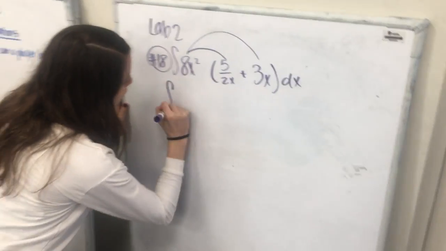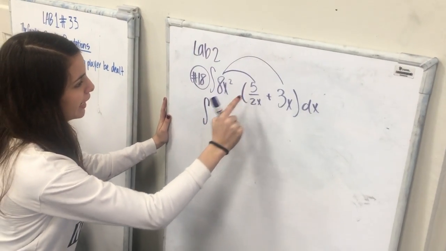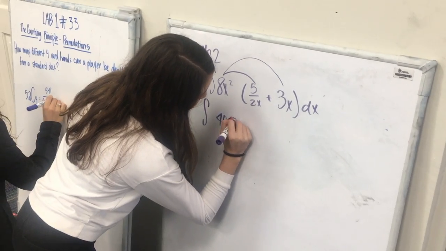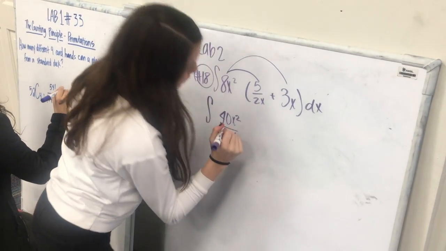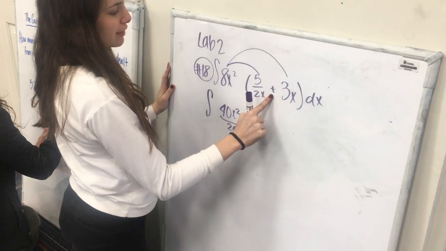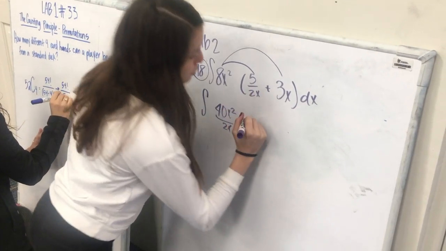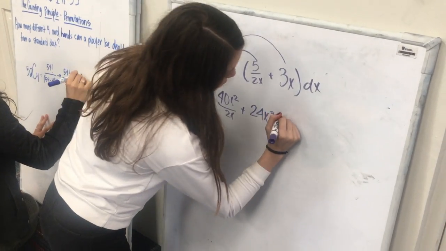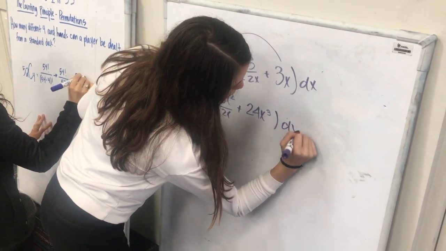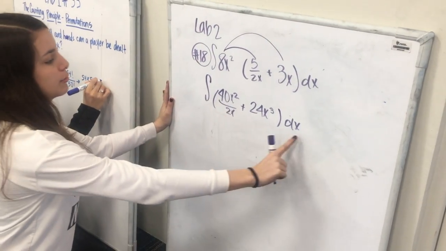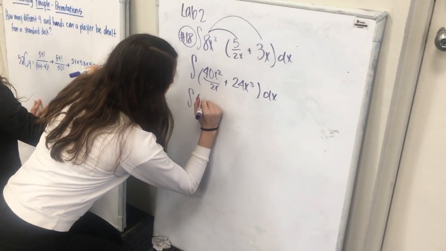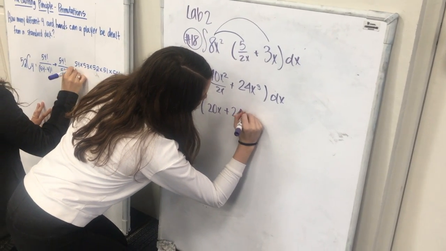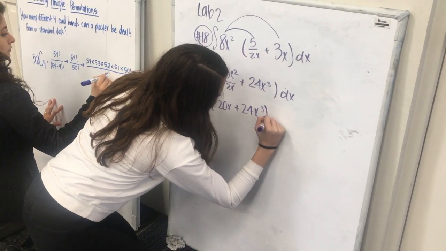I'm going to multiply 8x squared times 5 over 2x. It's going to be 40x squared over 2x. And then you add, because it's the same sign here, 8 times 3 is 24x cubed. And then it's still the x. Now we're going to simplify this. It's 20x plus 24x cubed dx.